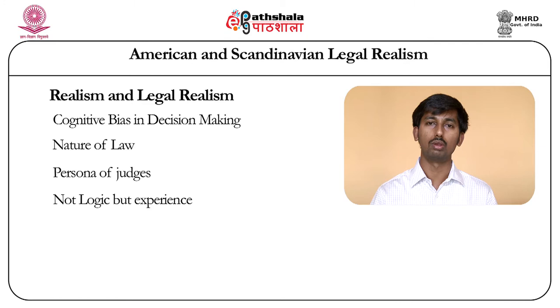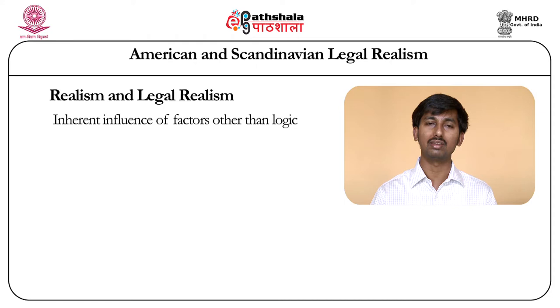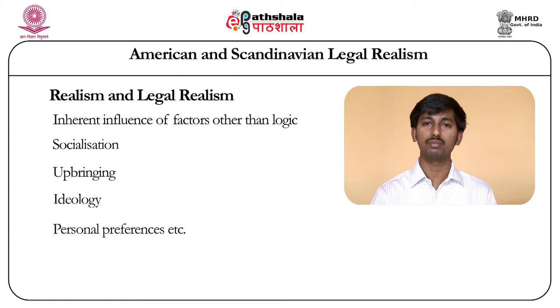They also pointed out a number of factors that have an inherent influence, which do not necessarily have any logical explanation: factors like the socialization of the judges, upbringing, the ideology they subscribe to, personal preferences, and to the extent that some even pointed out, the idiosyncrasies of judges might influence legal outcomes. On the other hand, if you look at what the law really is according to formalists, it definitely has no scope for differential interpretation, at least not to the extent of judges directly performing a role.